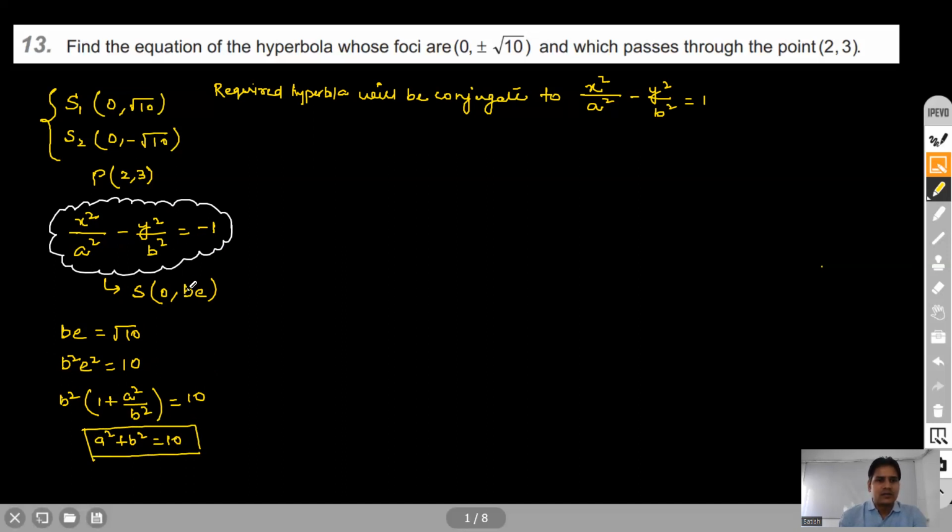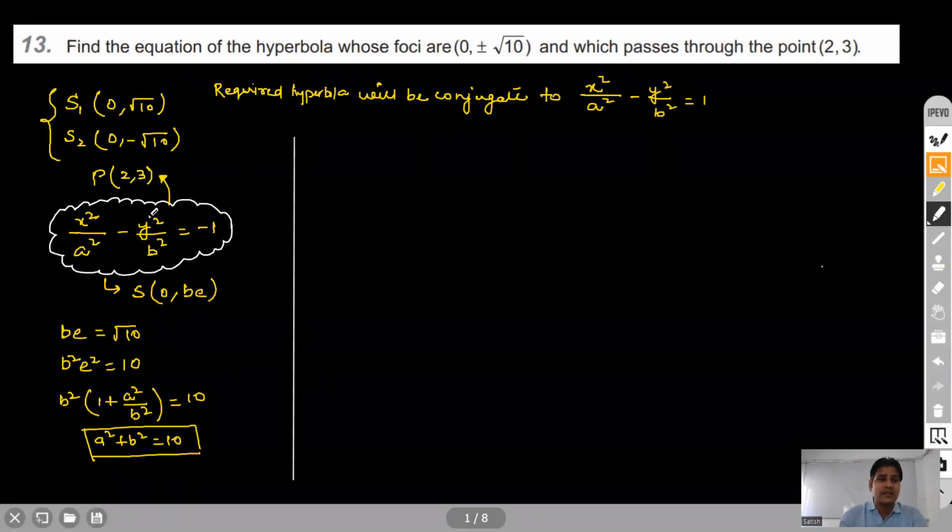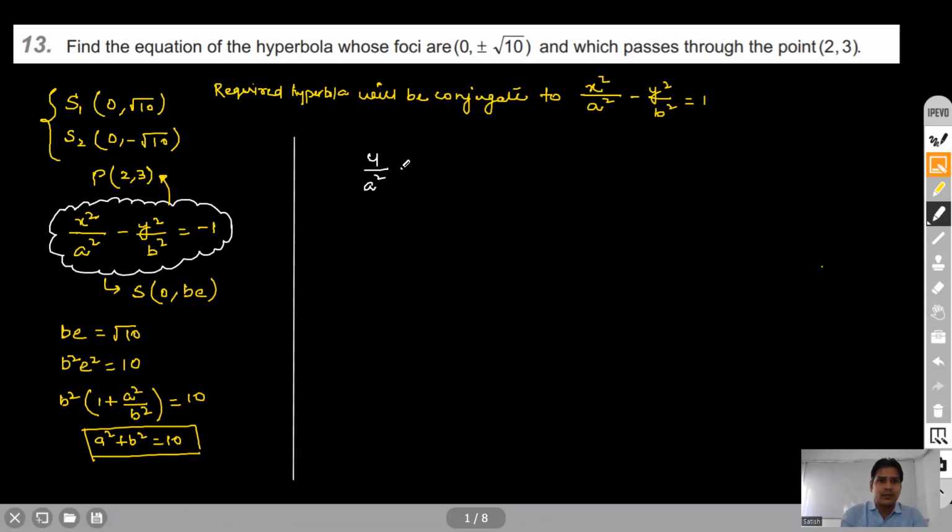This is from the focus coordinates. Now one more piece of information is given: this hyperbola is passing through this point, so the point must satisfy the equation of this hyperbola. Let me put that. We will have 4 upon 2 square, means 4 upon a square, minus 9 upon b square is equal to minus 1.